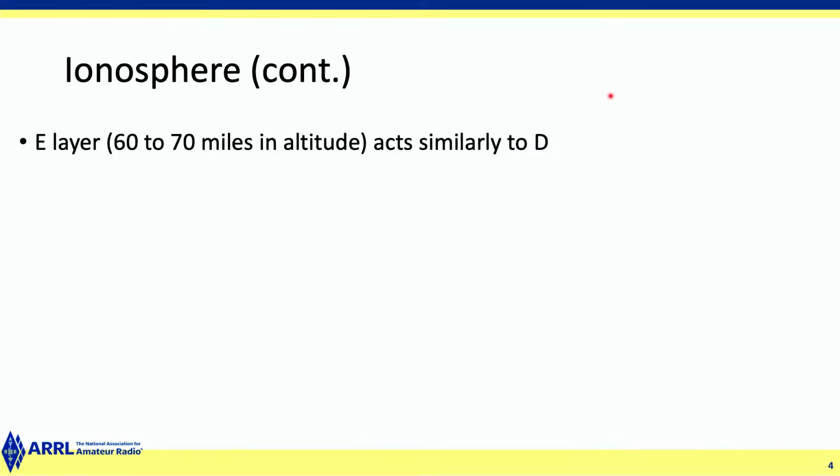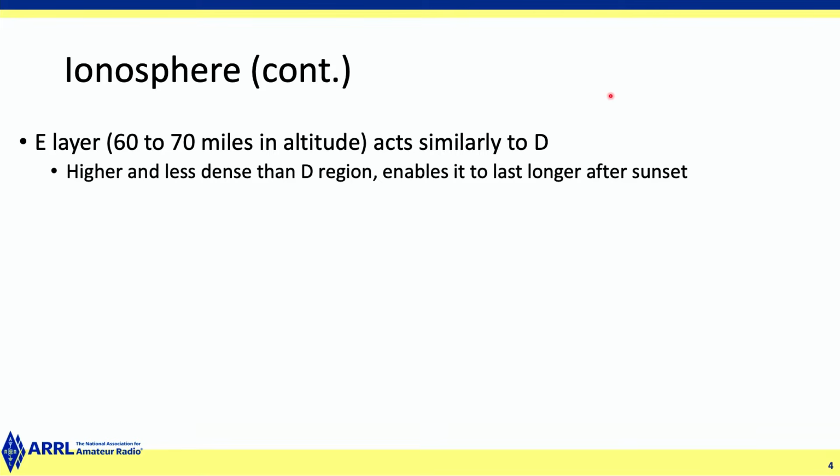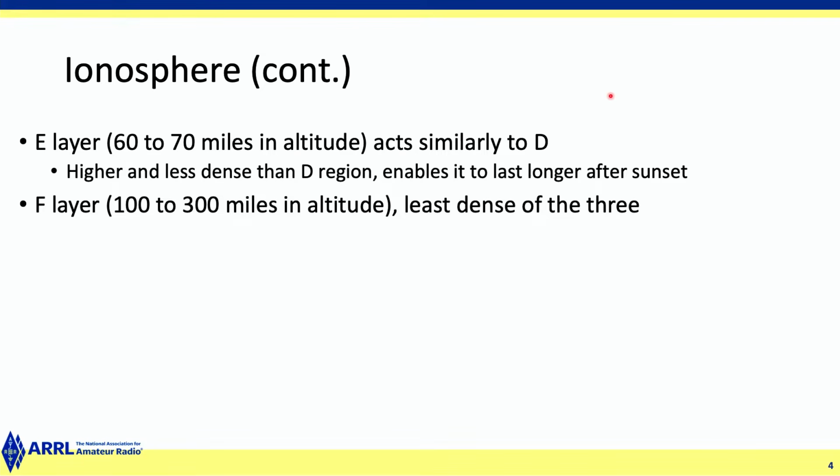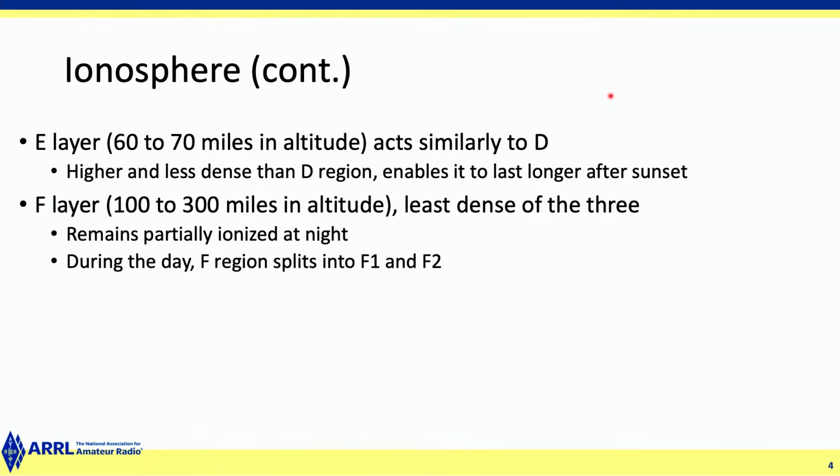As I said, the E layer is 60 to 70 miles above the Earth. It acts similar to the D layer. It's higher and less dense than the D region, and it can last longer after sunset. Not much longer, but a little bit longer. And the F layer is the least dense of the three. It's between 100 and 300 miles, and it will stay present even when it's not being actively ionized. So it will remain partially ionized at night.